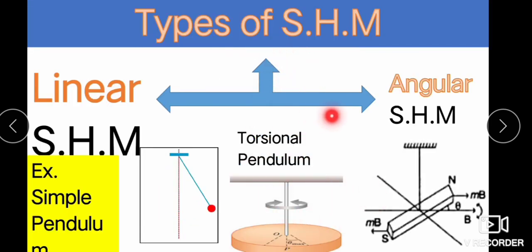The second type of SHM is angular SHM, in which the motion is not along a linear path like the simple pendulum, but along an angular path. Examples are the torsional pendulum and the angular SHM. Let us study linear SHM in detail.